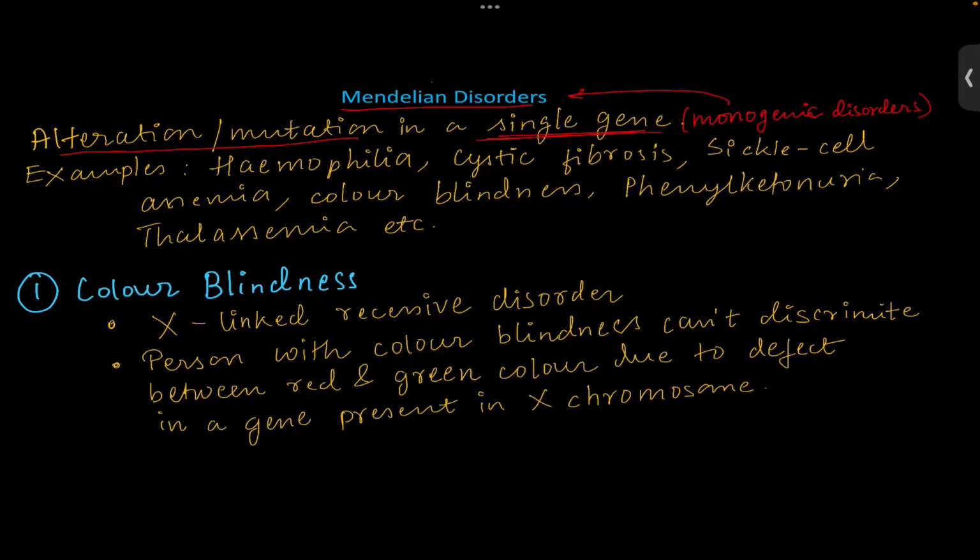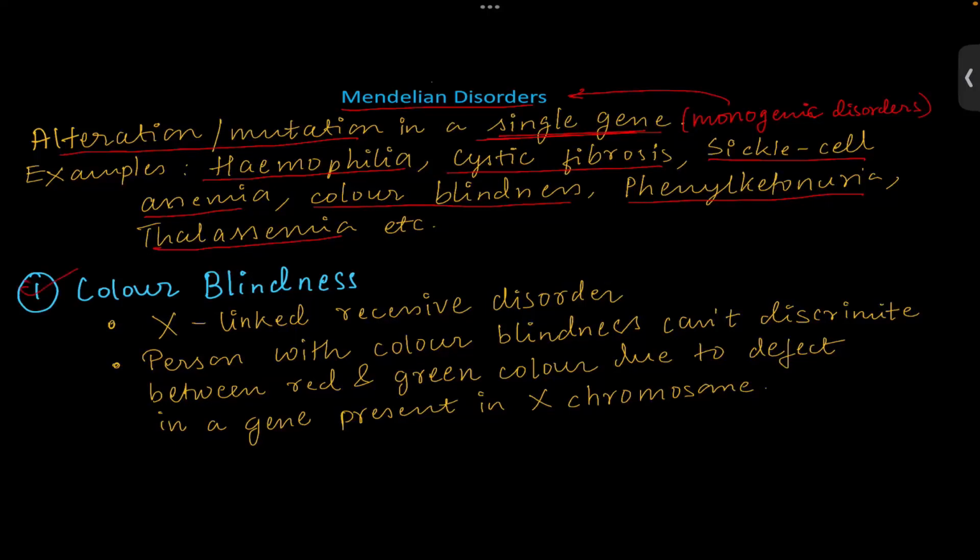There are various examples of Mendelian disorders like hemophilia, cystic fibrosis, sickle cell anemia, color blindness, phenylketonuria, thalassemia, etc. These are all examples of Mendelian disorders where people have found a mutation in one gene, either in an autosome or in a sex chromosome, which has led to disease symptoms. Now, let's talk about each of these examples one by one.